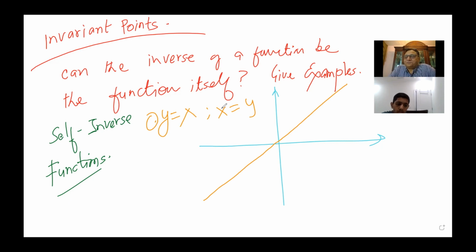Any other function? If I want to make one line which is the inverse of this function, how could I draw the line which will reflect on itself?